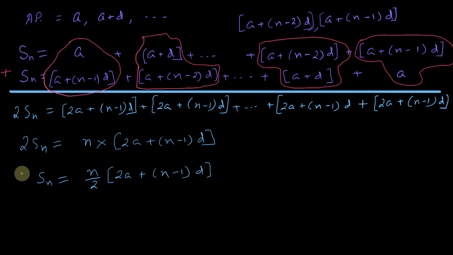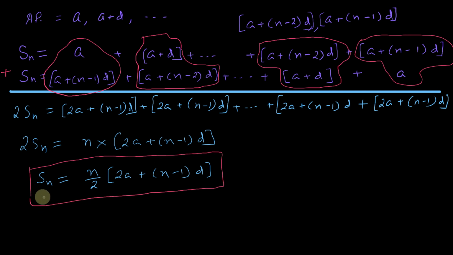Now this is the formula for the sum of n terms of an AP. If you know the number of terms, the first term and the common difference, you can calculate the sum of n terms of the AP, right?